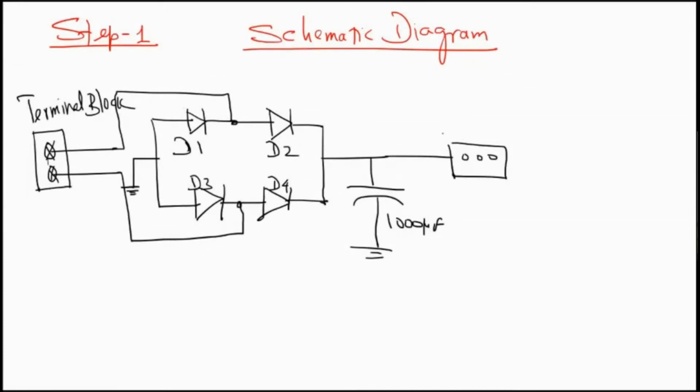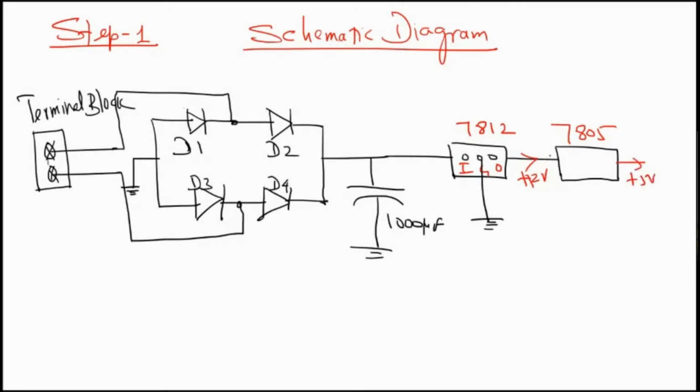So this is 7812, and the voltage regulator has 3 terminals: input, output, and ground. The middle terminal is the ground terminal, which I connect to ground. Followed by 7812, you have 7805. 7805 is the 5 volt regulator. The job of this regulator is to give you constant 12 volt in the output. The job of this regulator is to give you constant 5 volt in the output. Again, this has 3 terminals: input, ground, and output.